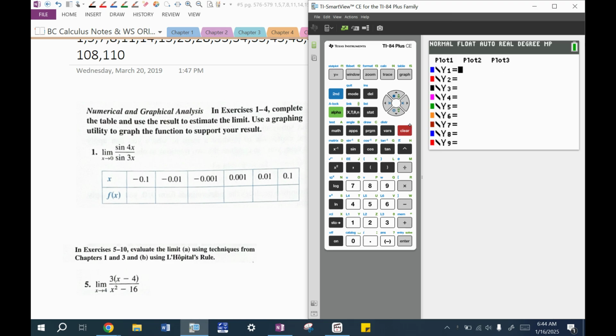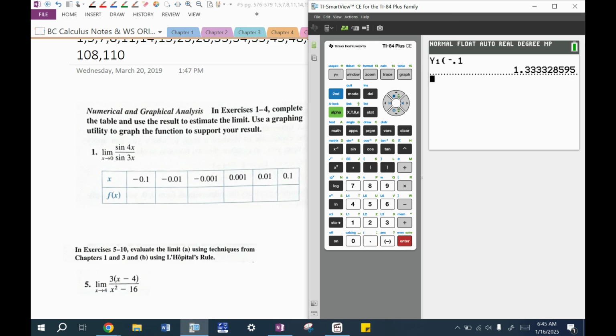And remember, when you're filling out a table, you can type the function into y1 just to save you a bit of typing on the other end. So that's what I'm doing right here: sine of 4x over sine of 3x. And then you can have the calculator evaluate. So alpha trace gets you y1. And I can just say, all right, what's y1 of negative 0.1?